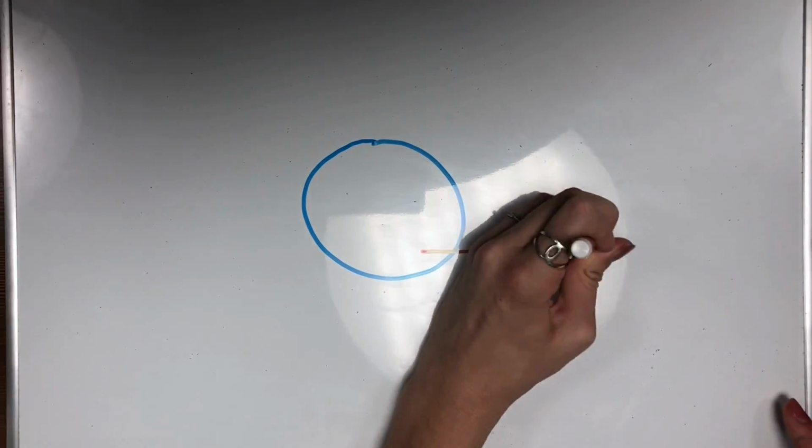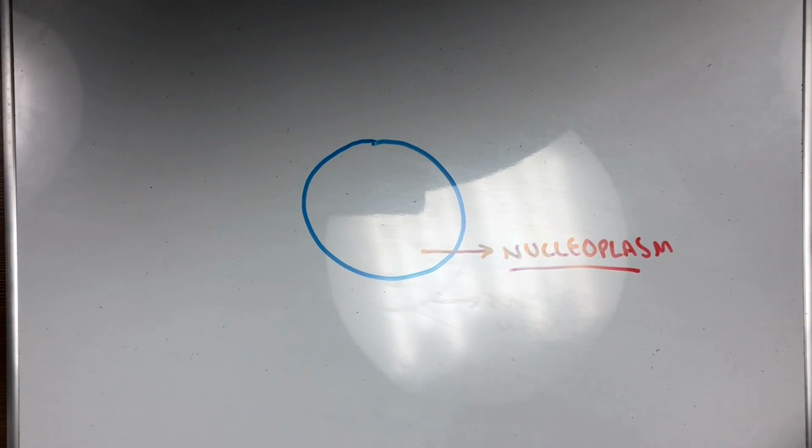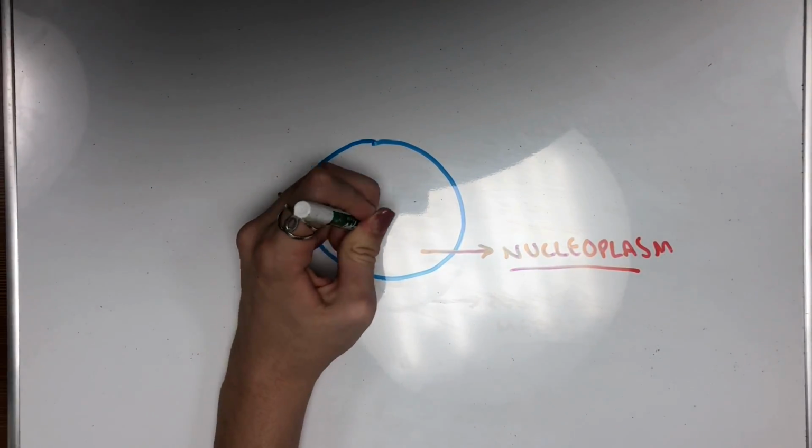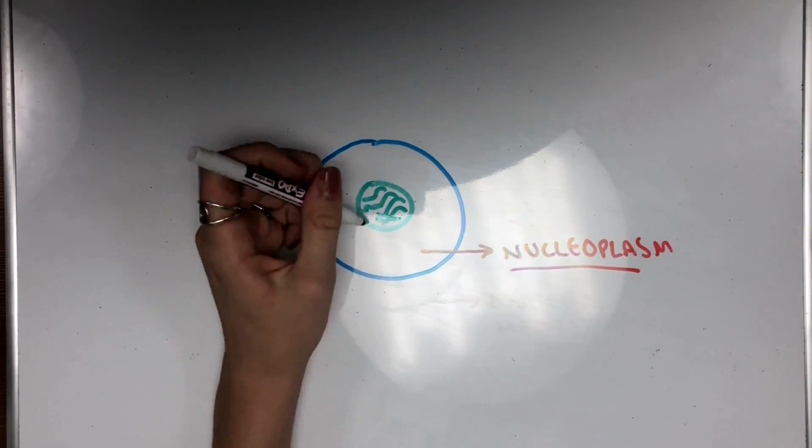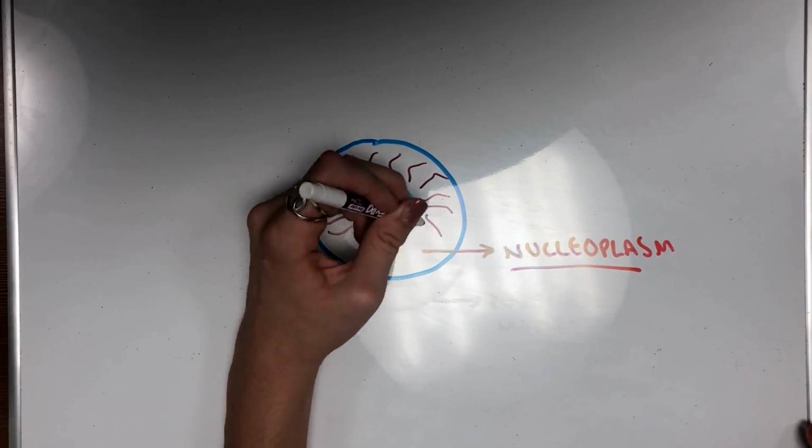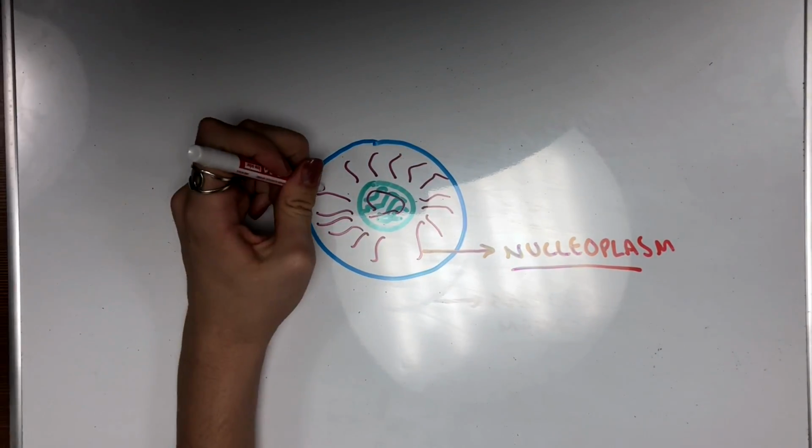The gel-like substance that suspends the contents of the nucleus is called the nucleoplasm. It surrounds the chromatin, or strands of DNA, that's present all throughout the nucleus.